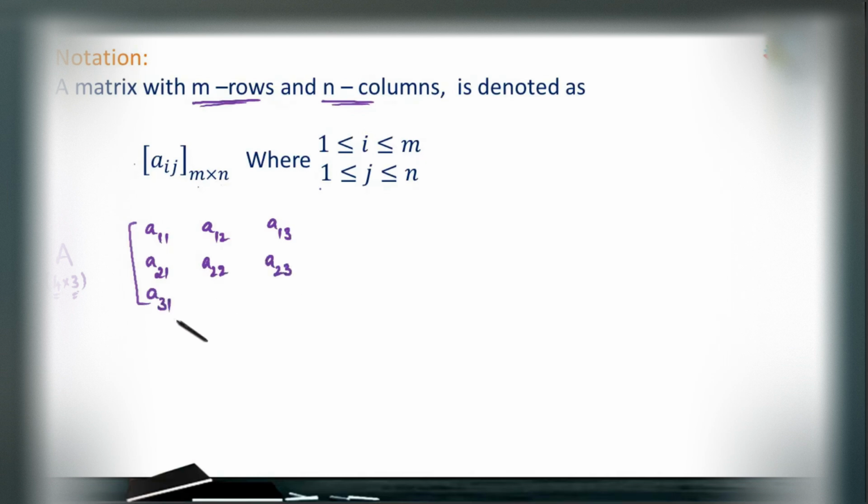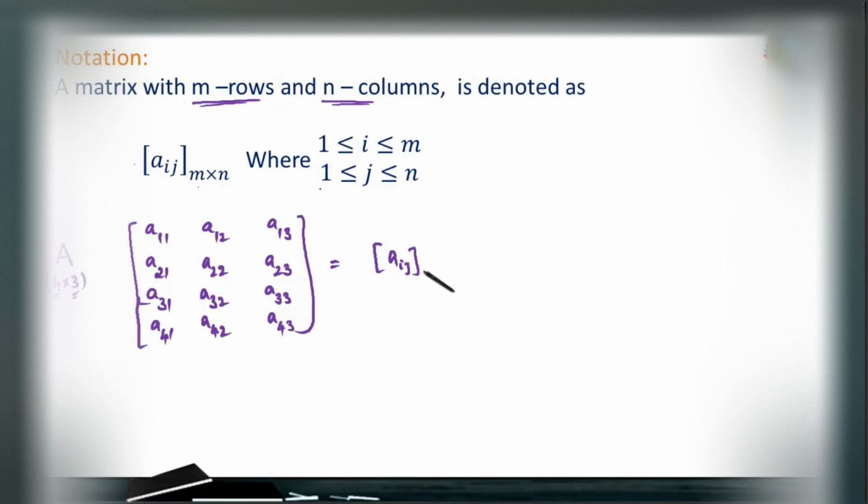Similarly, A third row, first column, A third row, second column, A third row, third column, A fourth row, first column, fourth row, second column, A fourth row, third column. Then this will be the notation of the matrix in the expanded form. This will be in short denoted as Aij.